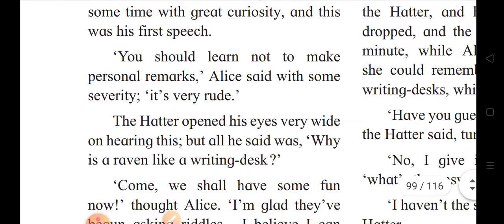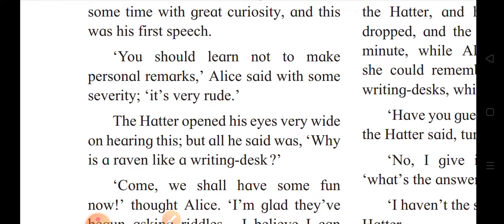"You should learn not to make personal remarks," Alice said with some severity. "It's very rude." So she's saying that you cannot make such personal remarks. How can you say that you will cut my hair? Severity means with sternness. She said it's very rude to make a personal remark like that, that you will cut my hair.